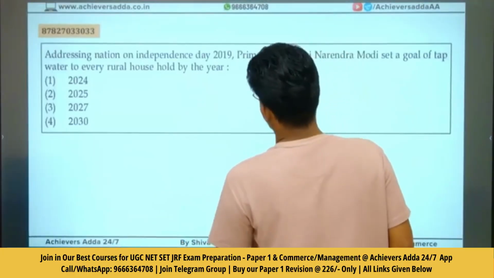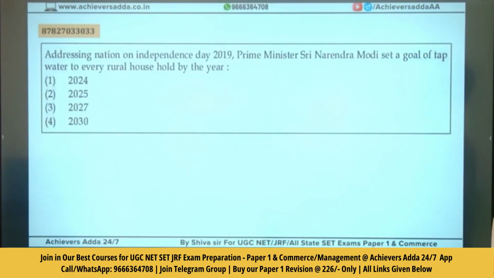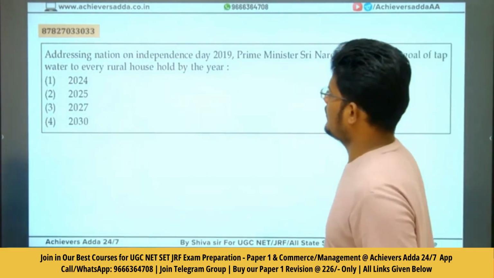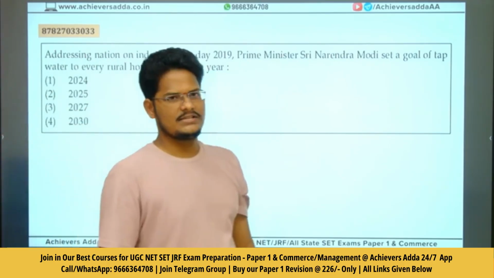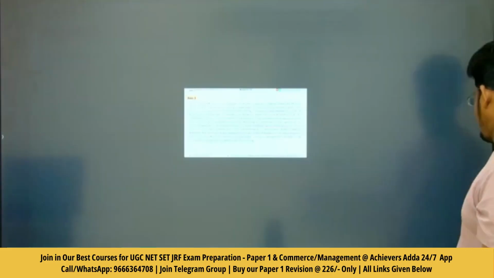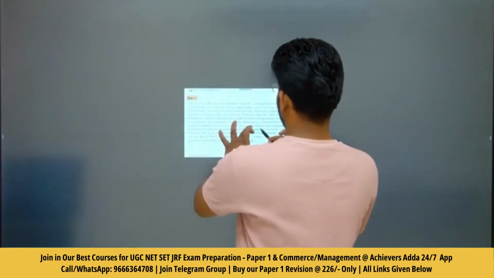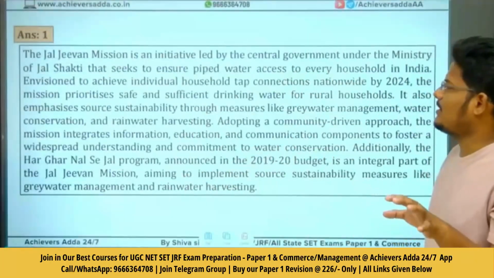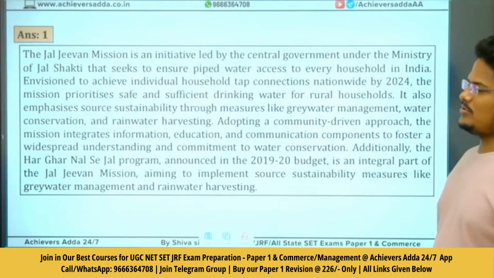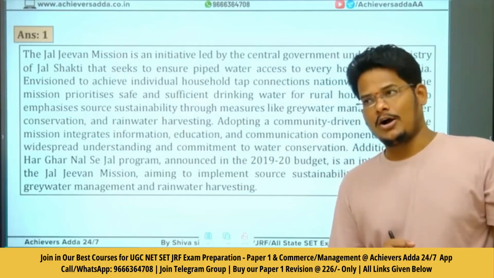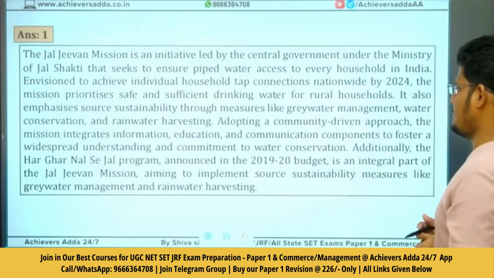Addressing the nation on Independence Day 2019, Prime Minister Shri Narendra Modi set a goal of tap water to every rural household. By which year is every household going to get the water facility? He promised Jal Jeevan, the Jal Jeevan Yojana, something was there, na? The scheme, Jal Jeevan Mission. Jal Jeevan Mission, initiated by the central government under the Ministry of Jal Shakti, seeks to ensure that piped water facility, municipal water facility, should be given to every household. So by 2024, that's the target. Means by the end of this year, all the households across India are going to get this pipeline municipal water.